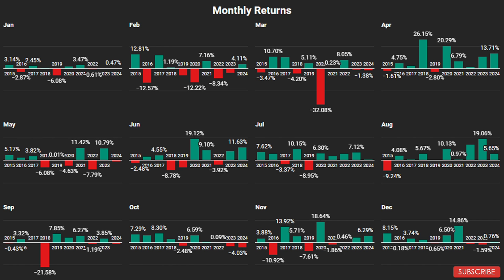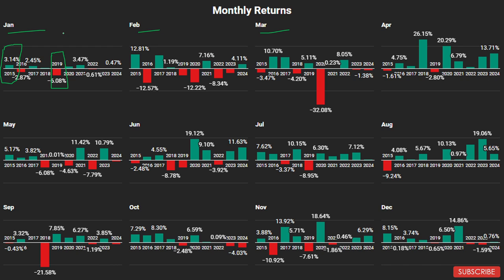Let's move on to the other graph. Next graph, this is the monthly returns graph. This graph is a combination of 12 smaller graphs, one graph for every month. You can see January, then one for February, for March, and so on. These green bars show the percentage returns in the month of January, for example, in a particular year, and this red bar shows the negative returns for the month of January in the year 2019.